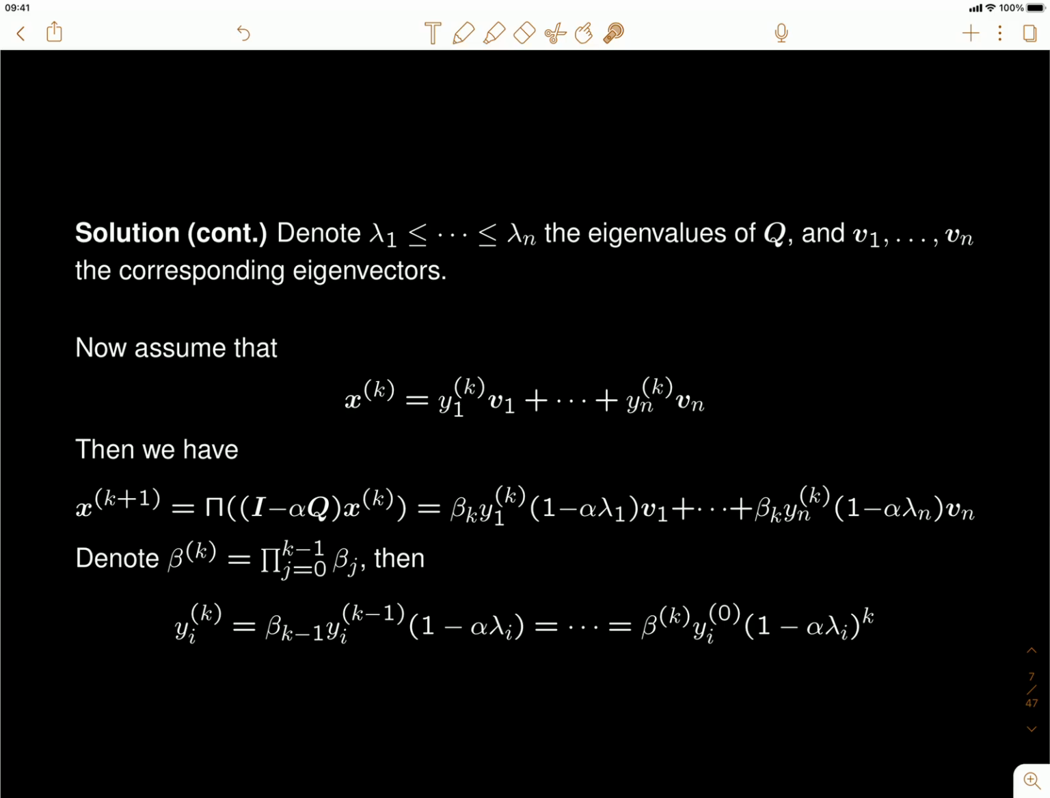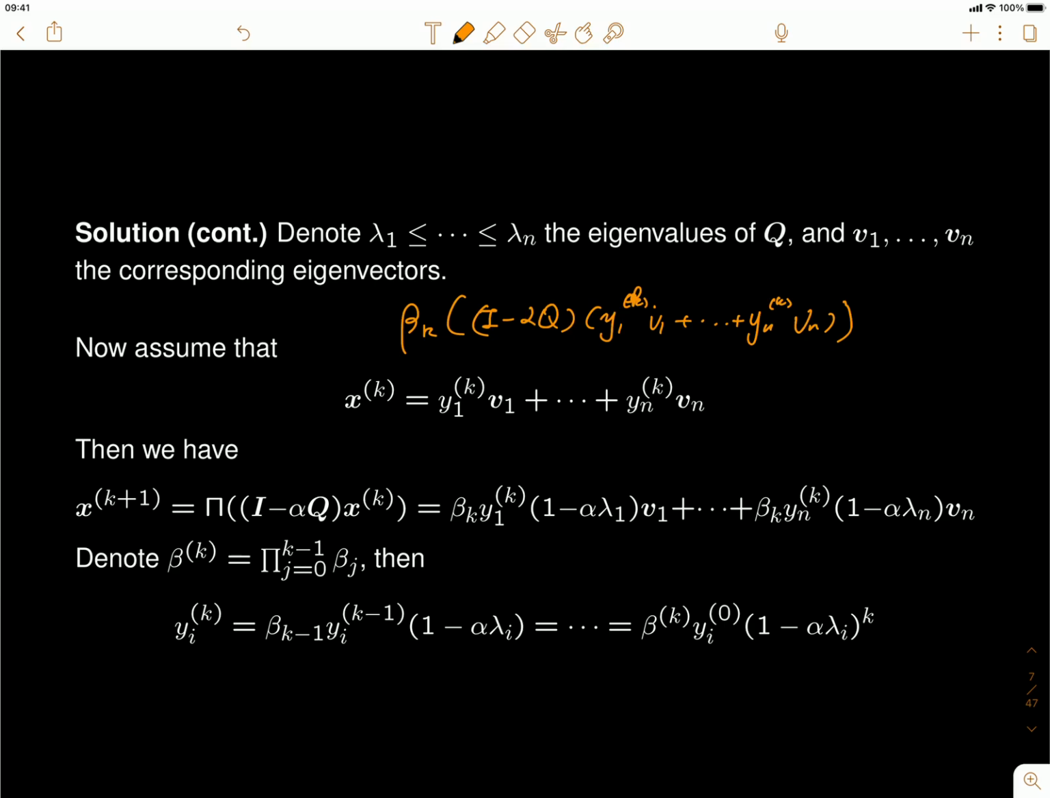All right, now let's see. In this case, we recall that x_{k+1} is the projection of this point, and according to our assumption right here, we can just substitute them back into this x_k, and that will give us beta k times the inside. So it will be beta k times (I minus alpha Q) times y_1^k v1 plus all the way to y_n^k vn.